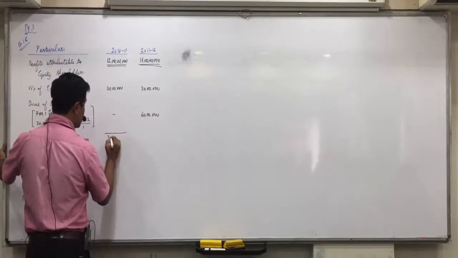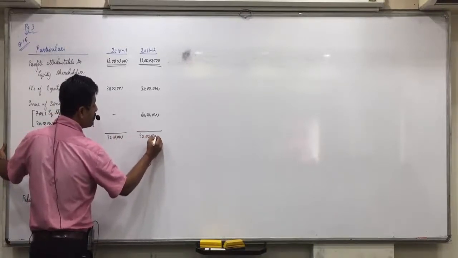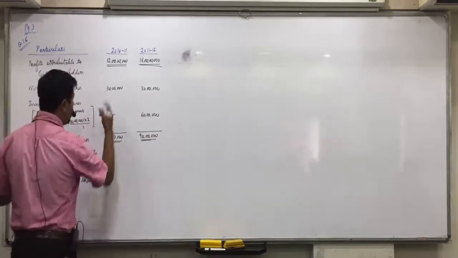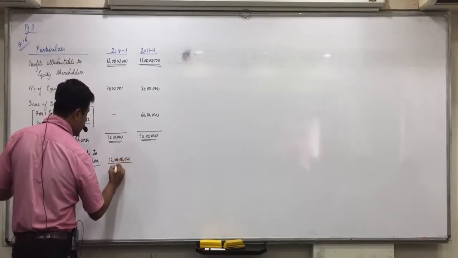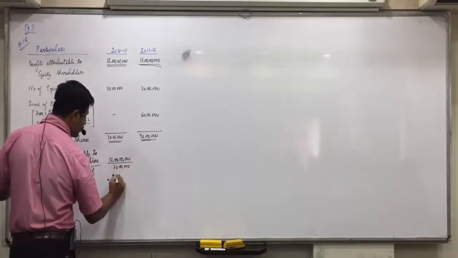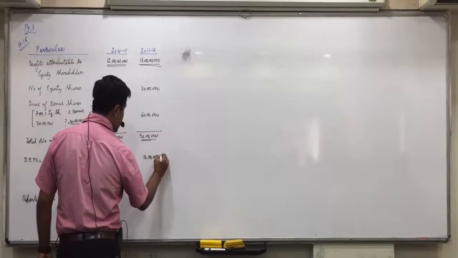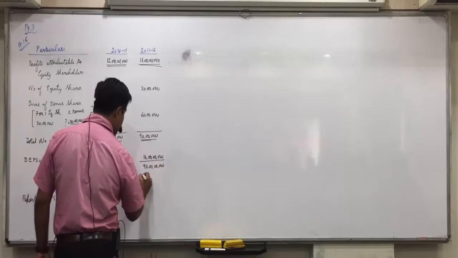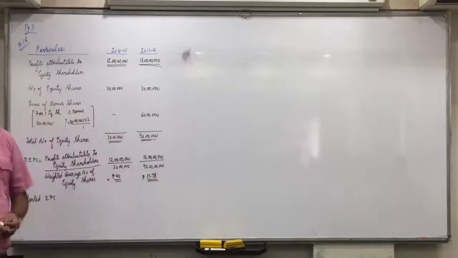So total number of equity shares in the first year are 30 lakhs, but in the second year they are 90 lakhs. Now basic EPS of 10 to 11 is 12 crores divided by 30 lakhs, is rupees 40, and here 16 crores divided by 90 lakhs, that is 17.78. Now see, this will give the wrong impression to the shareholders.